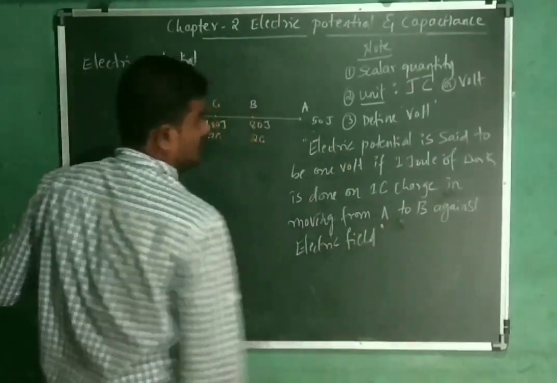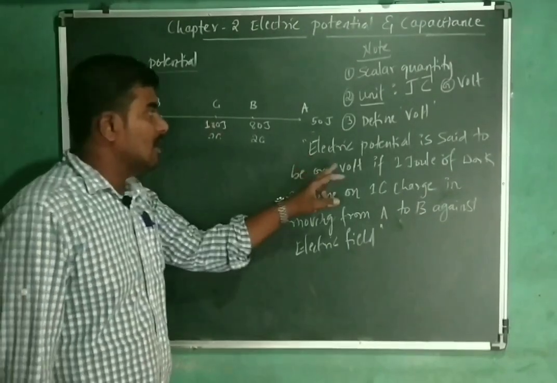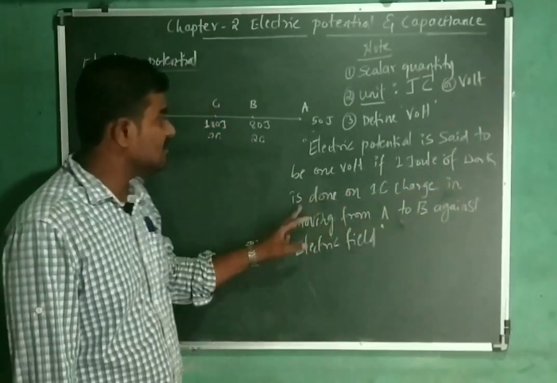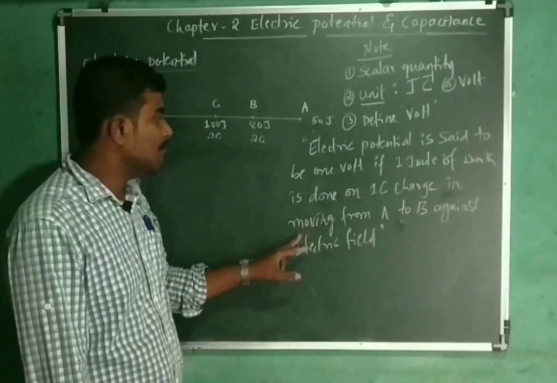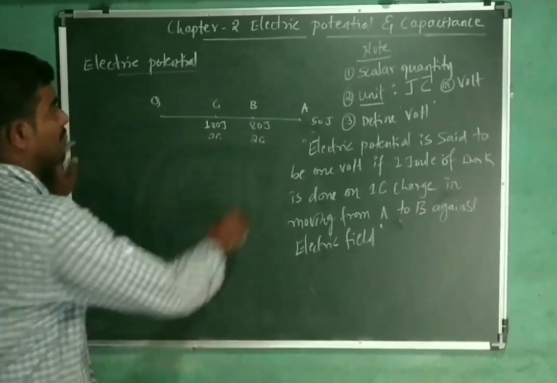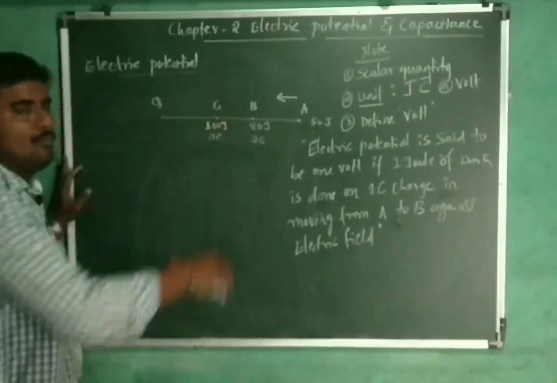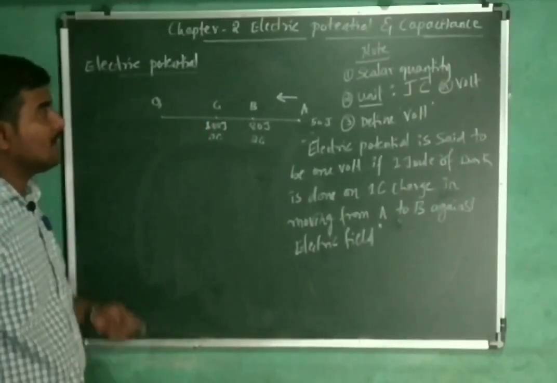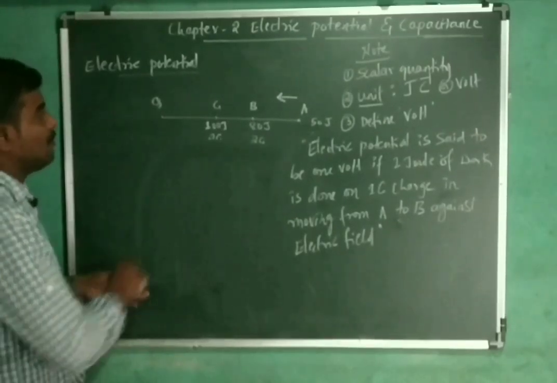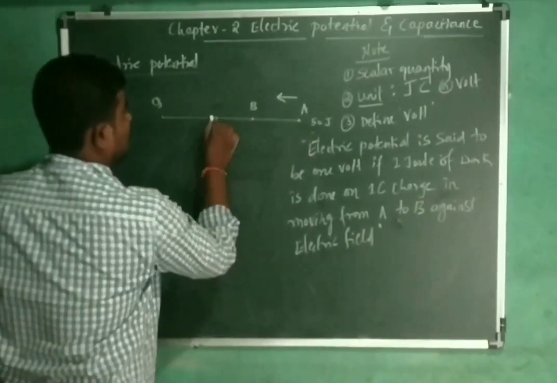Sometimes this question appears for 1 mark. Define 1 volt. So electric potential is said to be 1 volt if 1 joule of work is done on 1 coulomb charge in moving from A to B against the electric field. From A to B we are supposed to move, in this direction. You can take it as from infinity to that point also. And as you can observe here, this was point A, this was point B.